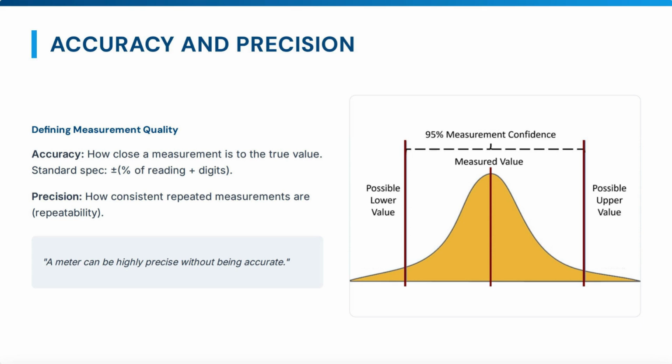Visual representation. The graph shows a normal distribution curve representing a measurement profile. Measured value. The center peak shows the most frequent measurement result. Confidence interval. The dashed line represents a 95% measurement confidence range. Boundaries. The solid red vertical lines mark the possible lower value and possible upper value within that confidence limit.